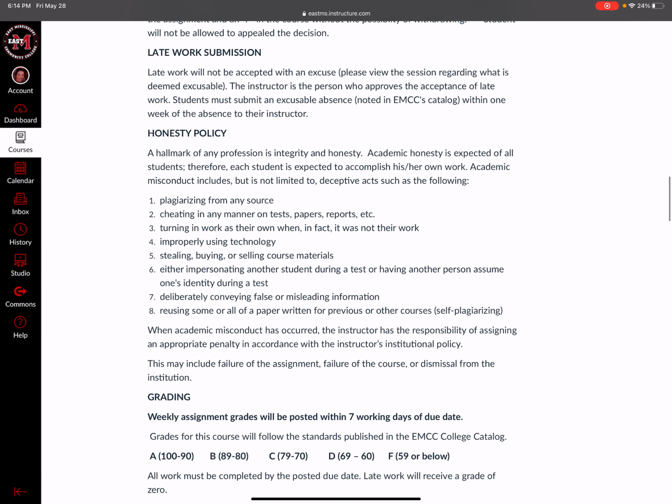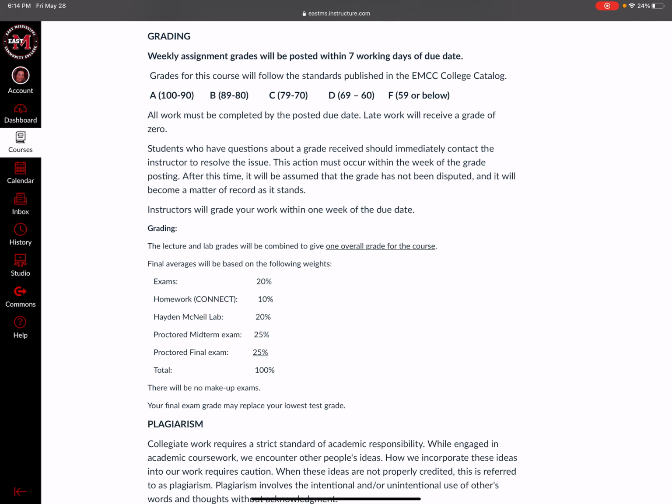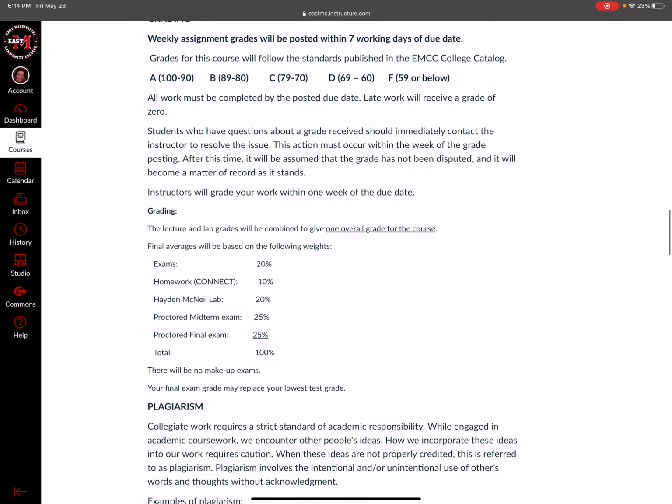Assignments are posted on a weekly basis, y'all, so they're open for 7 days. They're not accepted late. How things are graded in the breakdown, it's here on the syllabus. You can see the midterm's 25% and the final's 25%. So the proctored work is 50% of the course. So you have to do well on the proctored work and you have to do well on the other stuff in order to be successful in the course.